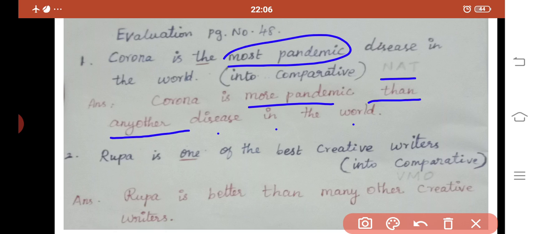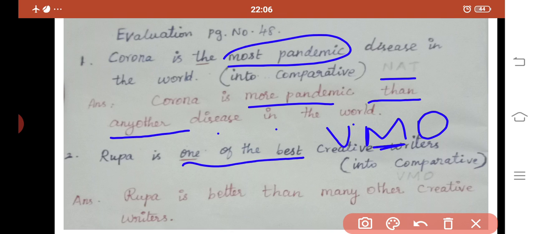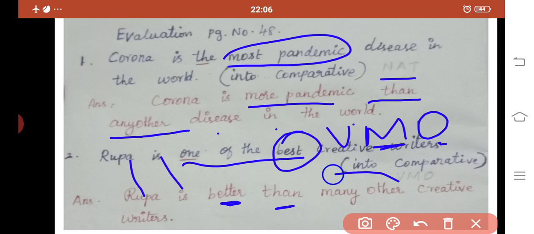Okay. Next sentence. Rupa is one of the best creative writers. First we have to check what type of sentence it is. One of the best, so this is type 3, VMO. Here one of the becomes many other in comparative form. So Rupa is best became better in comparative form. We have to add than. Then one of the became many other in this sentence. Creative writers. Okay. We have to write it in plural form.